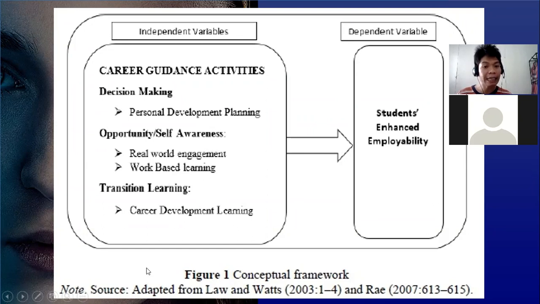So yung career guidance activities, yung magiging independent variable. Meron siyang specific indicators: decision making, opportunity awareness, self-awareness, transition learning. At saka meron siyang sub-indicators per major indicators. So ganito siyang independent at saka dependent variable. Usually ginagamit siya sa quantitative study.